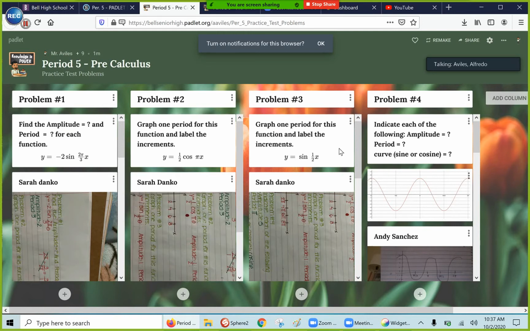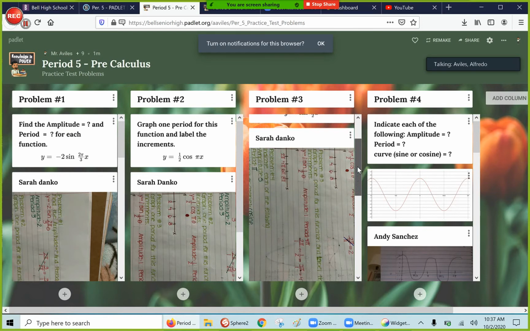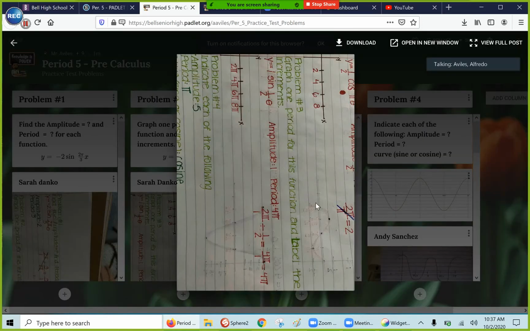Let's go to number three. Sarah, I think you're gonna have the same issue here. Is this the same one? Yeah. Well, this one she has period 4 pi. Okay, go ahead. See what you're seeing here and see what you're seeing here and talk about the period and the amplitude.